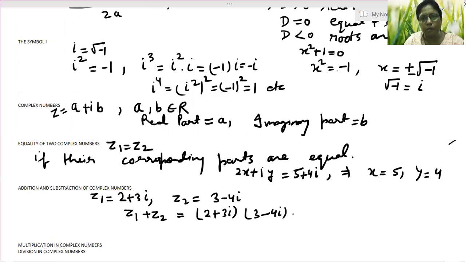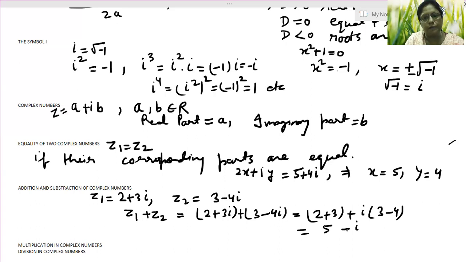So nothing is there. You can do simply, we have to add these. So add their real part and imaginary part separately. So 2 plus 3, plus i is common, or 3 minus 4. So we can write 5 minus i. So in that way, you can subtract or add two complex numbers. So बच्चों आपने देखा, it is very simple. Add only the real part and imaginary part separately.